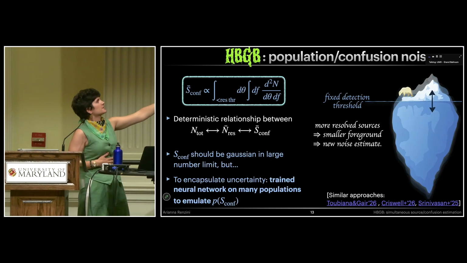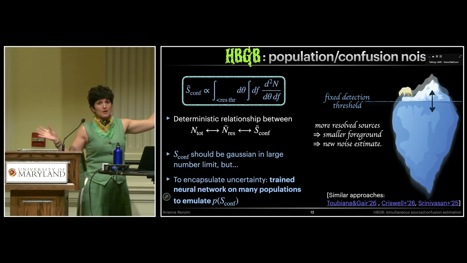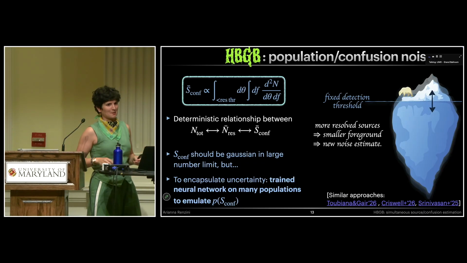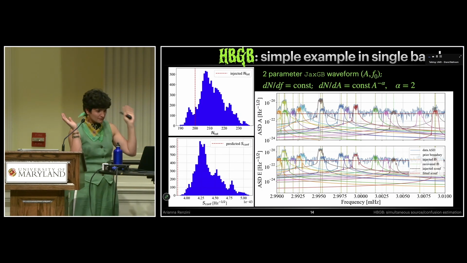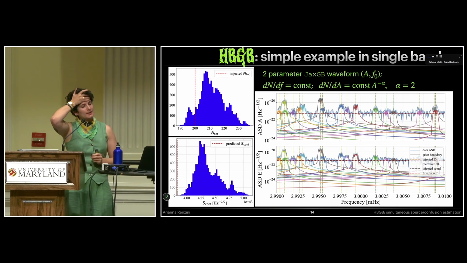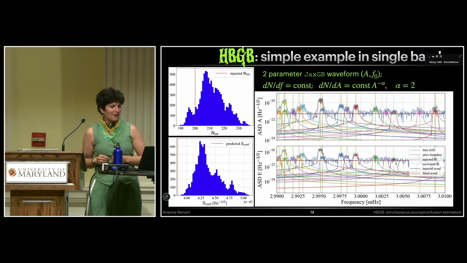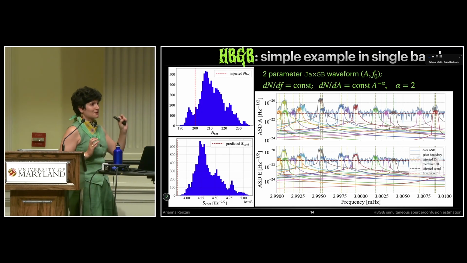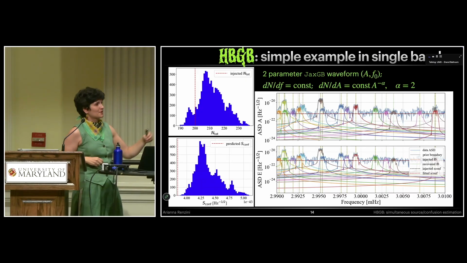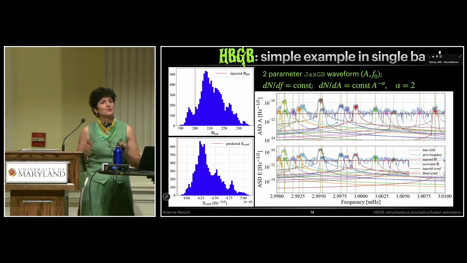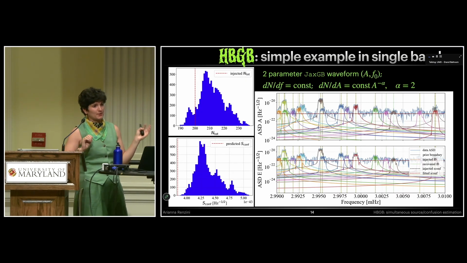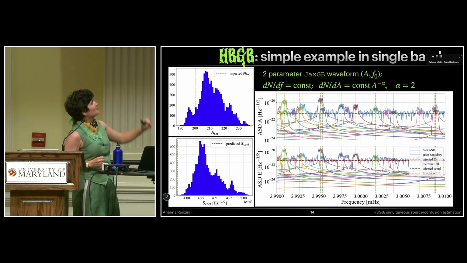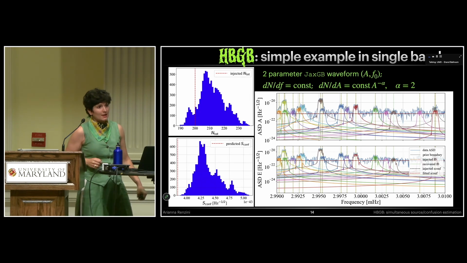And there's lots of similar approaches out there, okay? So we're all talking to each other, and we're all coming up with different solutions to this problem. So here's an example of HBGBs working on a narrow frequency band with a simplified waveform of 2 parameters. Here we have amplitude and frequency. All of the other galactic binary parameters are fixed. This is a narrow band with 200 sources.